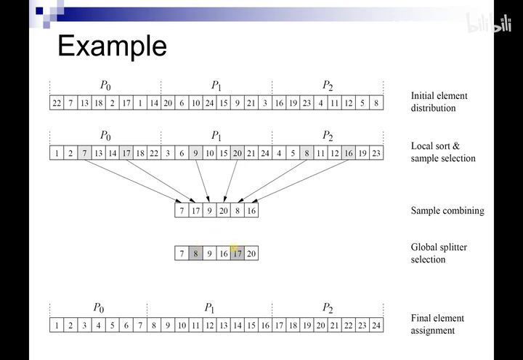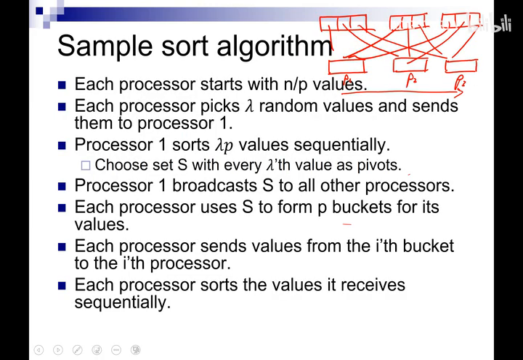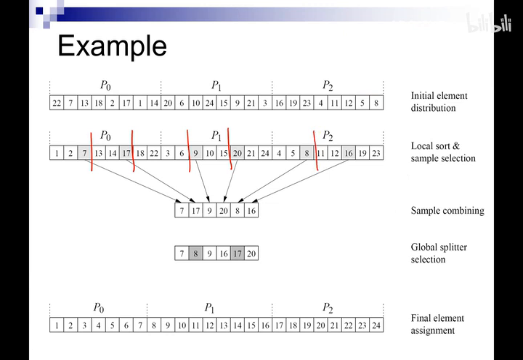So the 8 and the 17, and then he's going to send the 8 and the 17 to all of these other processors, and these other processors are now going to break things into buckets based on the 8 and the 17. So for example, the first guy is going to form this bucket, which is everything less than 8, and then this bucket, and then the final bucket, which is everything beyond 17. So P1 is going to form these buckets, and then P2 is going to form these buckets.